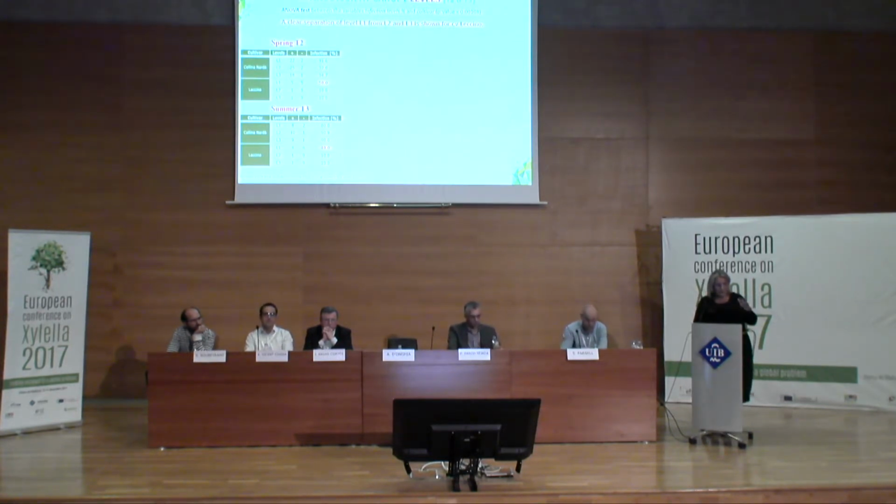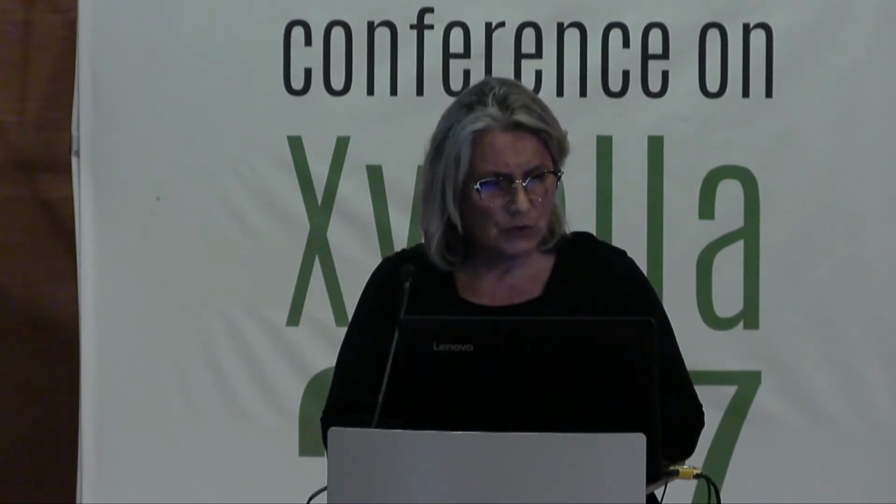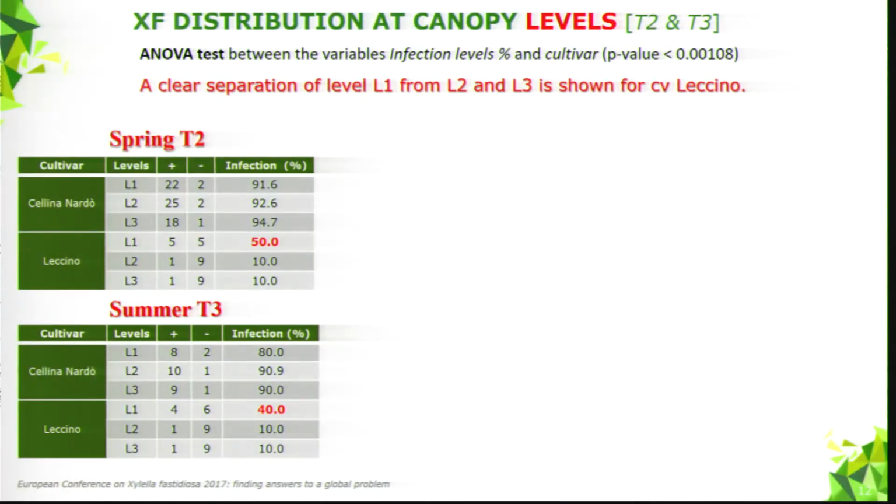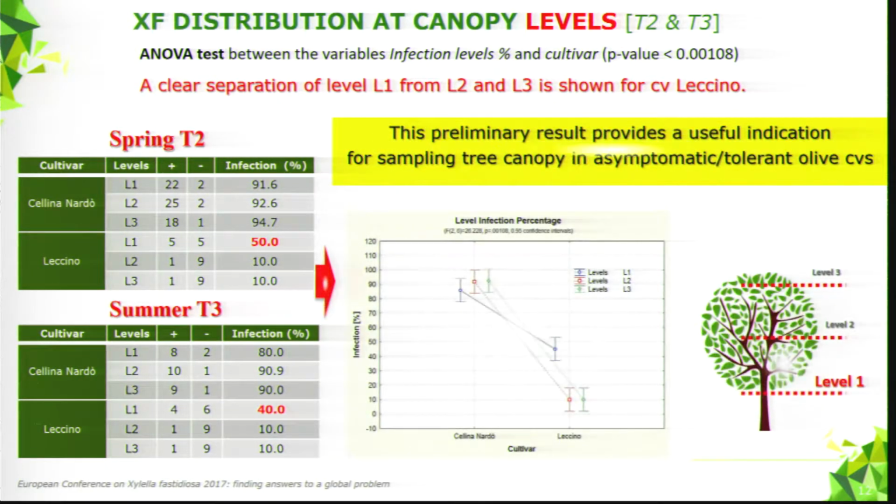So spring and summer. We saw that there were no differences in Gelina di Nardò, because the distribution of the infection is homogeneous in the canopy. But there is a big difference among the levels of infection at the first level for Lecino, which is the less susceptible, compared to the other levels. L1 is the lower level. This is also a clear separation by the factorial ANOVA test, which shows a significant difference.